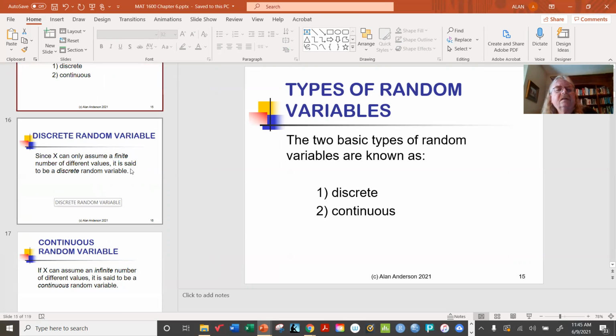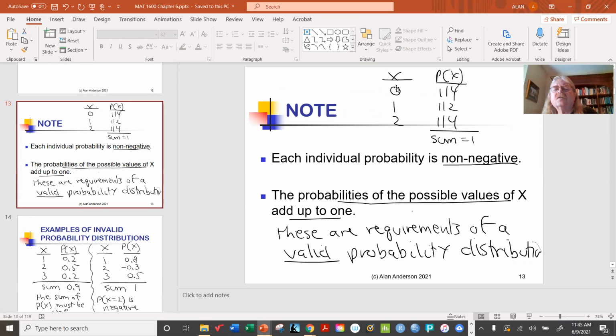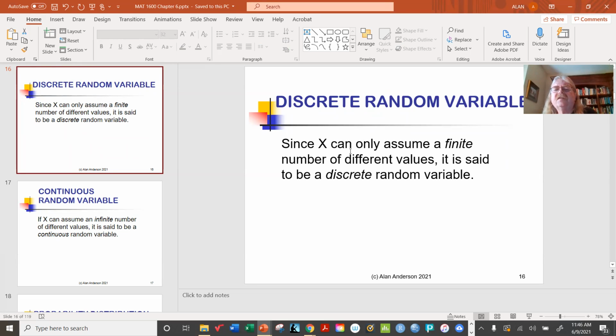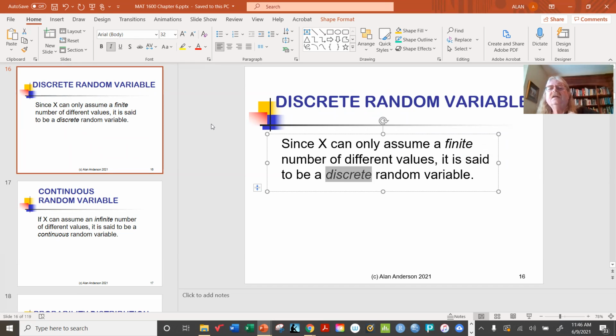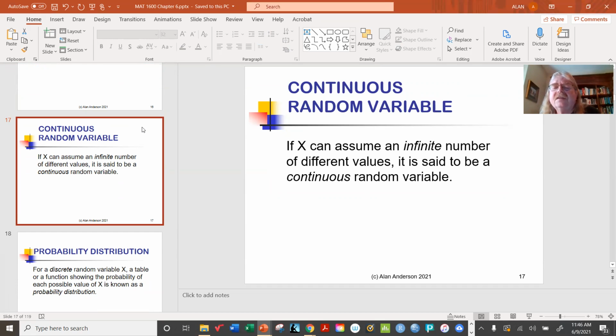All right, what does it mean to be discrete? Now, the chart that we just got through drawing, not these guys, this one, if you notice, there's only three possible values for x. So x can only assume a finite number of different values, and therefore it is defined to be discrete. Okay, now it can have a large number of values, but as long as the number is finite, x is said to be a discrete random variable. Well, then it should be pretty clear what it means to be continuous. If x can have an infinite number of different values, it is said to be continuous. So the word continuous means basically an infinite number of possibilities.